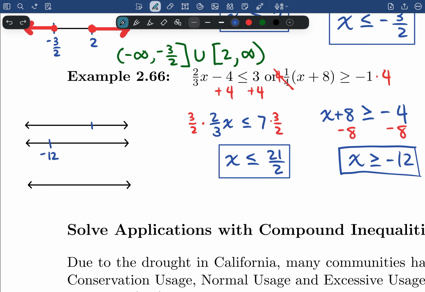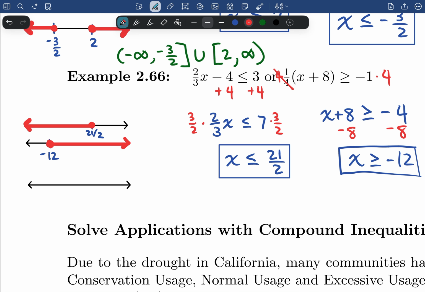Okay, and I'll write the fraction like this so it fits. Great. Closed dots or open dots? Well, closed dots, right? Because of the less than or equal to sign or the greater than or equal to sign. Okay, now where do I shade? Well, x is less than or equal to 21/2, so I'm shading the stuff to the left of it. And x is greater than or equal to -12, so I'm shading the stuff to the right of -12.